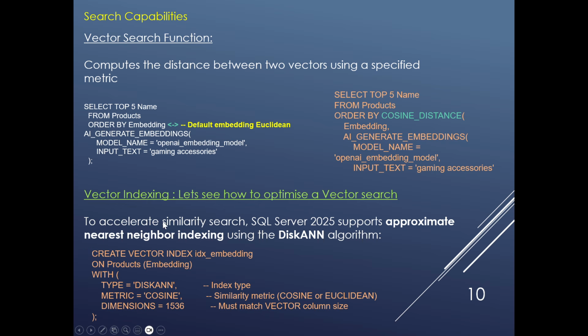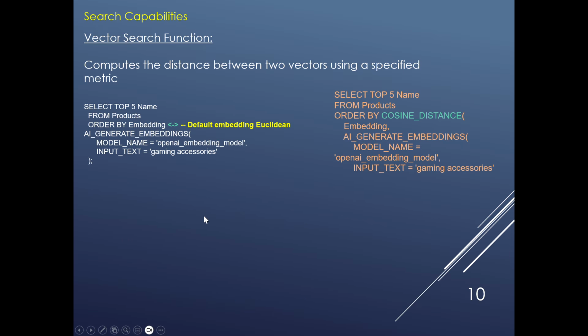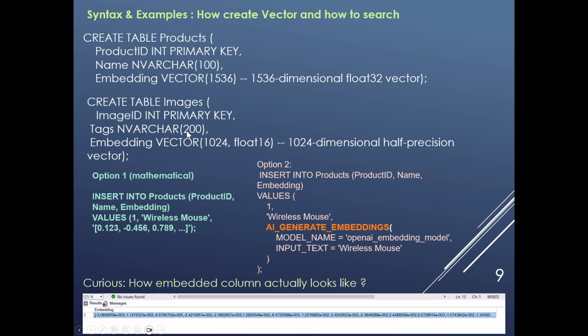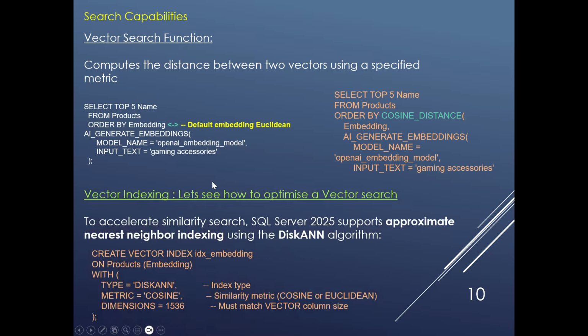So we need to create a normal index, like we have created on our data and on our table. Similarly, here we are creating the DiskANN algorithm. DiskANN is an index type. At the time of creating the table you can put this, but now I already have the data and the table created, so I am creating the index right now.